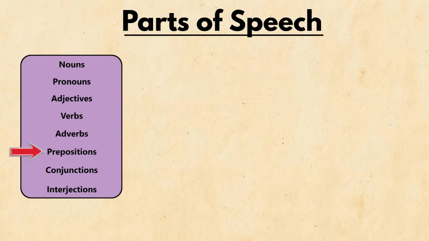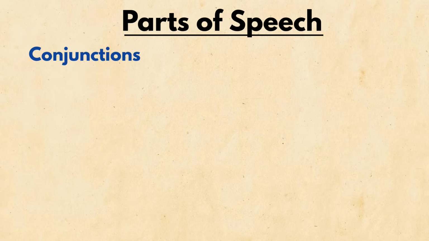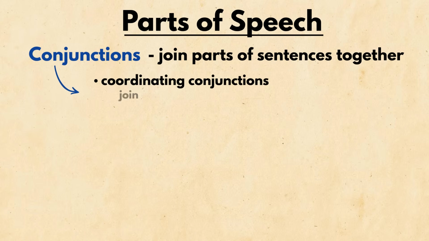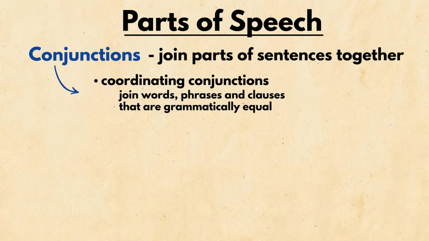The next part of speech is conjunctions. Conjunctions act like glue in a sentence. They join parts of sentences together. There are different types of conjunctions. Coordinating conjunctions join words, phrases, and clauses that are grammatically equal to one another. The most common coordinating conjunctions are for, and, nor, but, or, yet, and so.